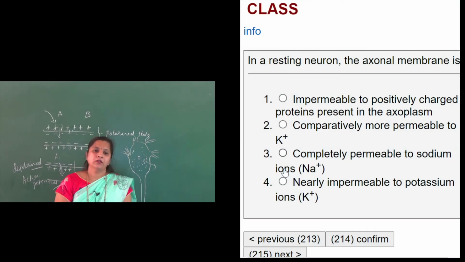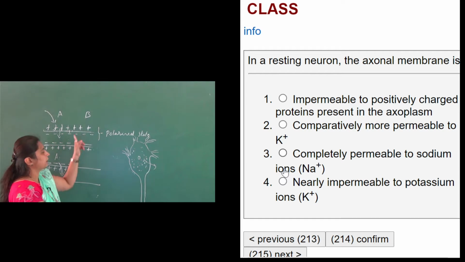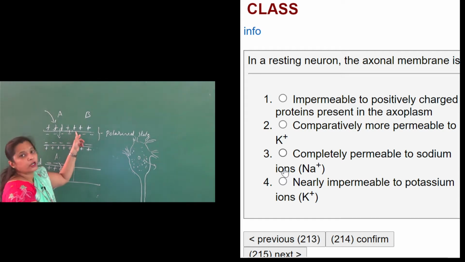In a resting neuron, the axonal membrane is impermeable to positively charged proteins present in the axoplasm, comparatively more permeable to potassium ions, completely permeable to sodium ions, and nearly impermeable to potassium ions. So as we discussed in the first question, in a resting neuron, that means when a neuron is not conducting any impulse, when it is in a resting state, this axonal membrane is comparatively more permeable to potassium ions.